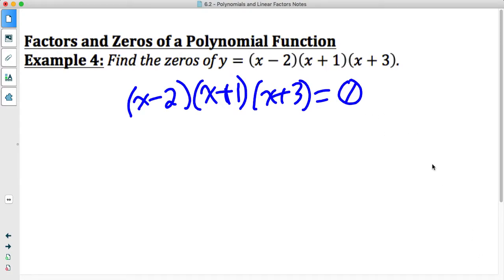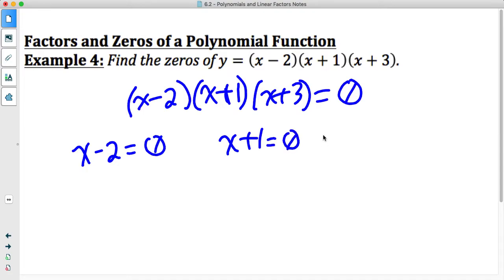The only difference here is we have more than 2 terms, but it's the same process. All we're doing is taking each of these and setting them equal to 0. And really, you don't even have to do all of this. You can just basically say where it's equal to 0.